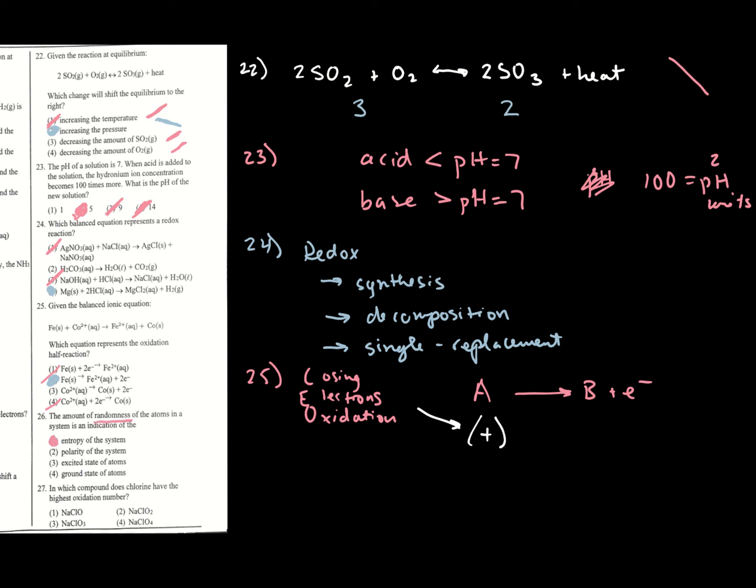Entropy is associated with randomness. Number 27, in which compound does chlorine have the highest oxidation number? So that means we need to look at each of these. Oxygen is always a -2. And then sodium is always +1.